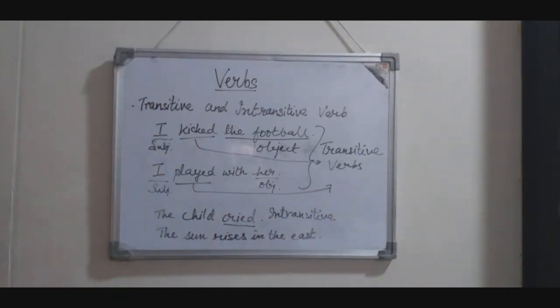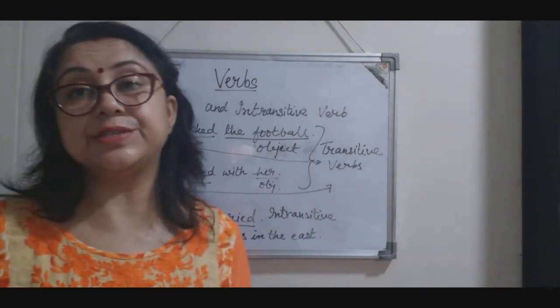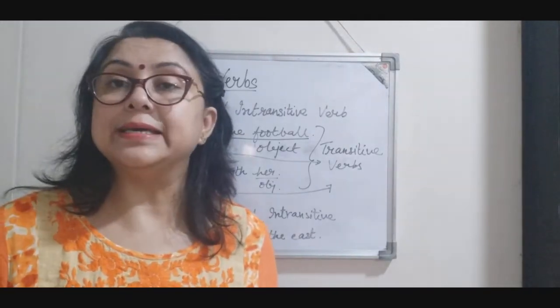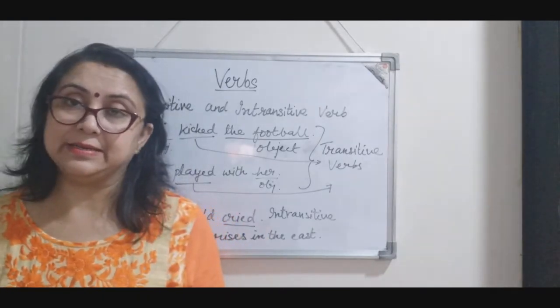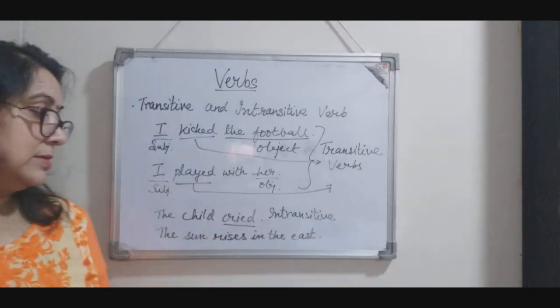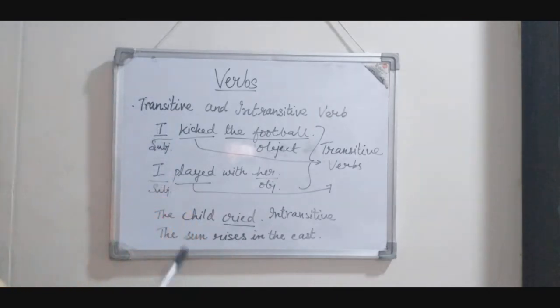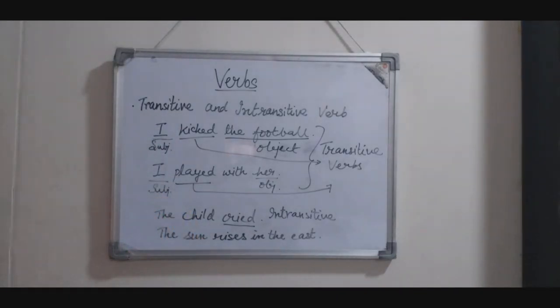Right? We'll call this verb an intransitive verb. Why? Because there is no object in this sentence. Right? Now look at the second example, the second sentence I have given. It says, the sun rises in the east.